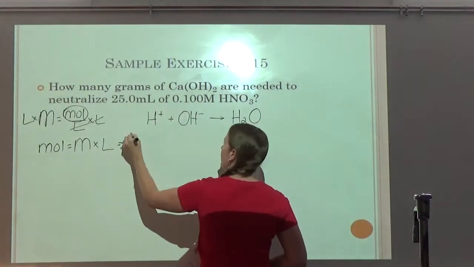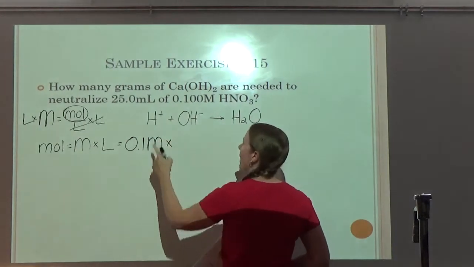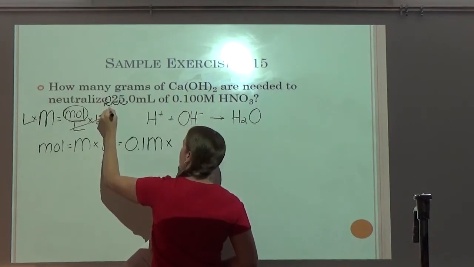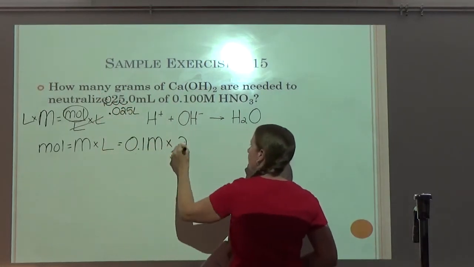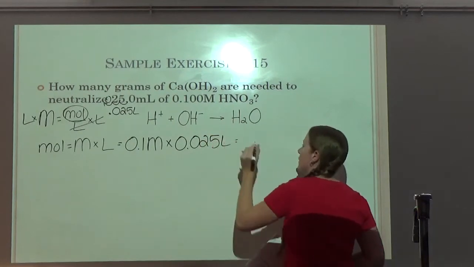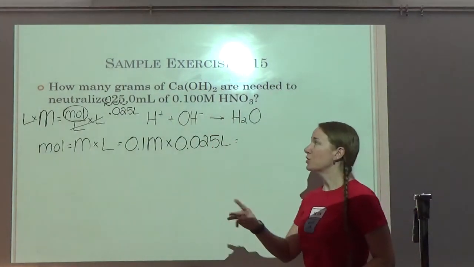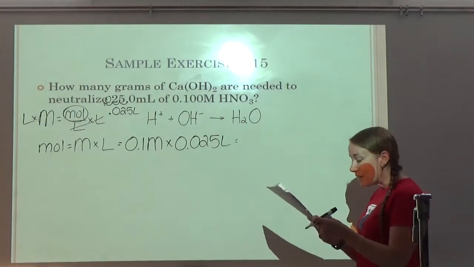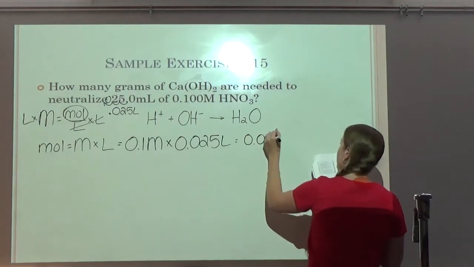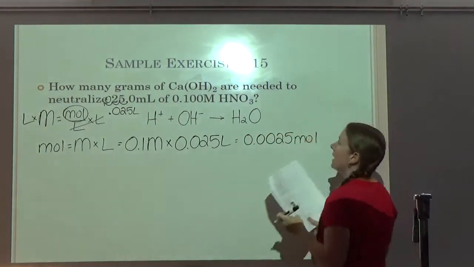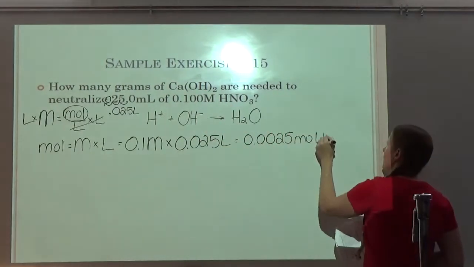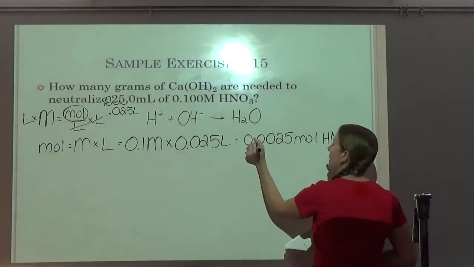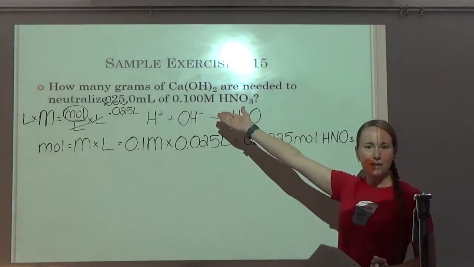Alright, so my molarity is 0.1, and my liters, remember we're going to have to change this to liters, so 1, 2, 3, it becomes 0.025 liters. Y'all remember, 3 places to the left. Don't just put it in the front of the number necessarily. You got to go 3 places. So once I multiply, I get 0.0025 moles. And this volume and molarity went with HNO3. That's how many moles of HNO3 I need to neutralize with my calcium hydroxide.